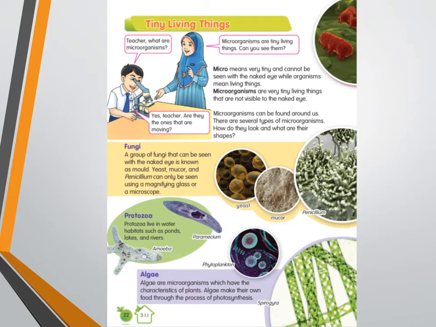The first one, fungi. A group of fungi that can be seen with the naked eye is known as mold, yeast, mucor, and penicillium. Others can only be seen using a magnifying glass or a microscope.